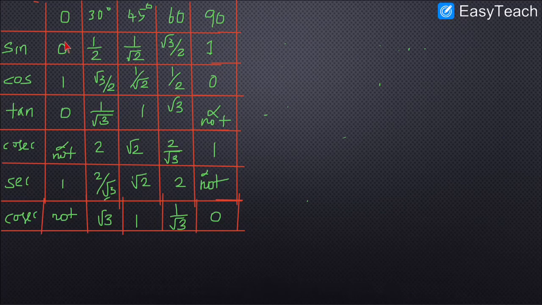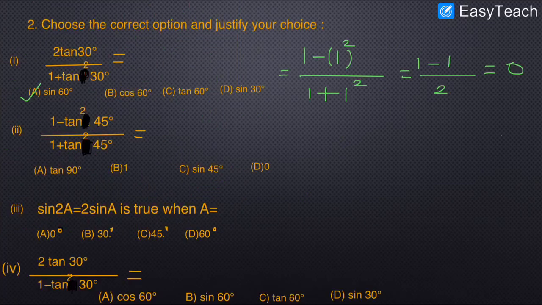So what is the value for 0? 0 we have in many places. Sin 0 is 0, cos 90 is 0 and tan 0 is 0. Also cosecant 90 is 0. But we have some options, we have to choose from them, right? Actually here they have given the answer itself. So this is the answer.